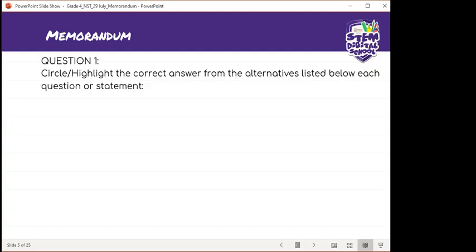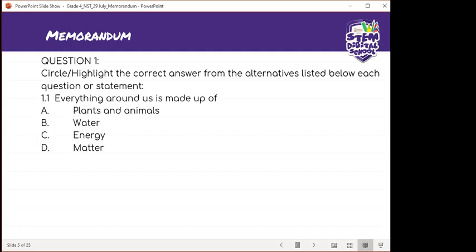Okay, so section A, or question 1 of the test, was multiple choice. So you had to choose the correct answer from all the options that were given to you. If we just look at question 1, it reads, everything around us is made up of: option A was plants and animals, option B was water, option C was matter. So you had to choose the correct answer.